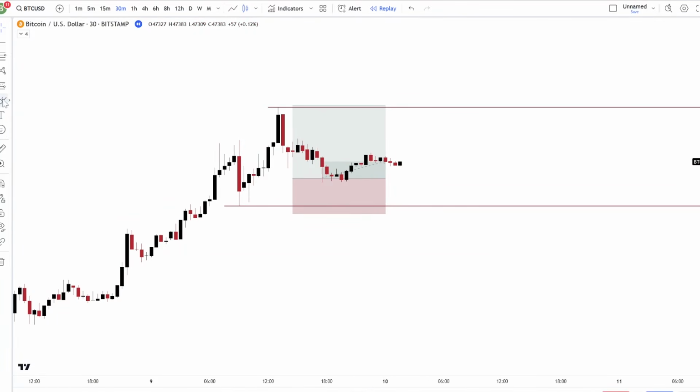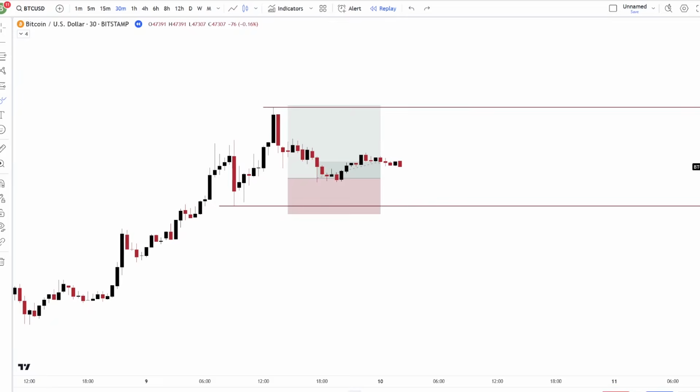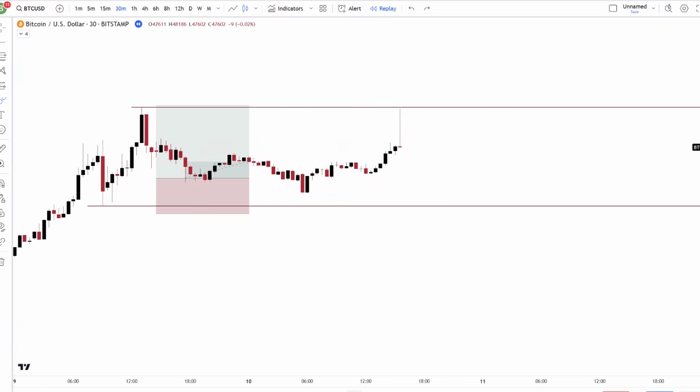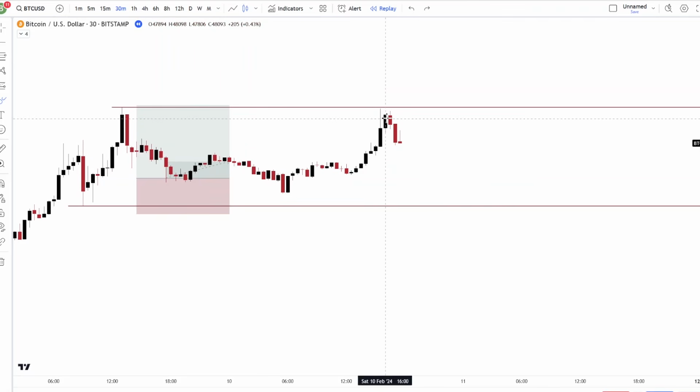Price is consolidating. This is not a good sign, but we'll have to cover this in the advanced version. When price consolidates after your reaction, that's not a good sign usually. But let's continue. We still anticipate price to break this level. And price reached your level. Did not break it, but got close. So let's carry on.